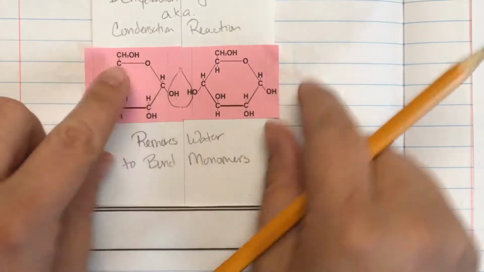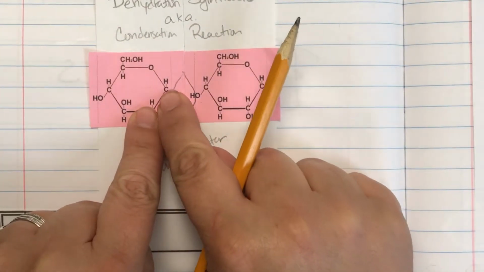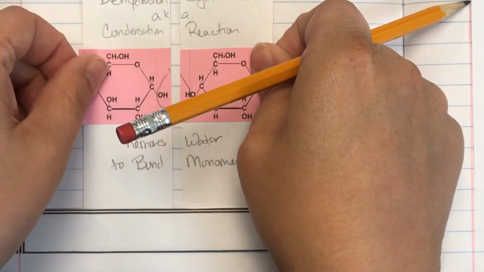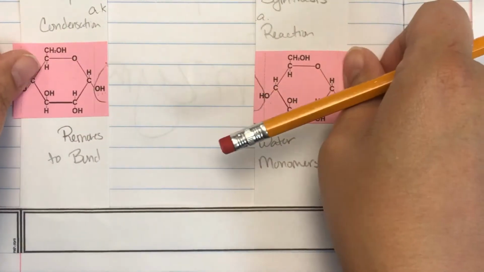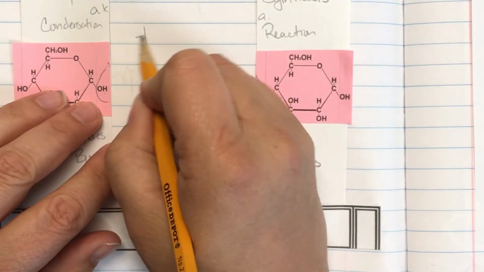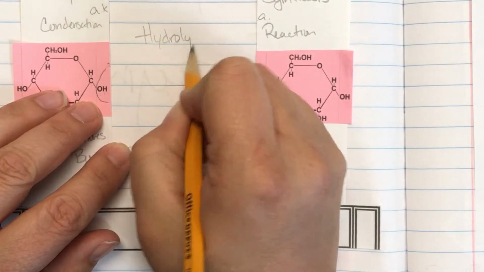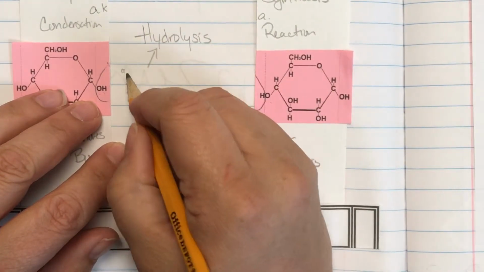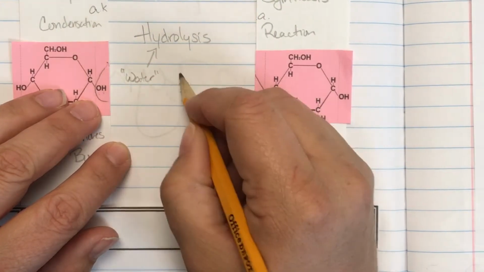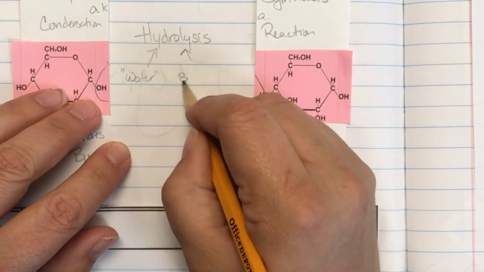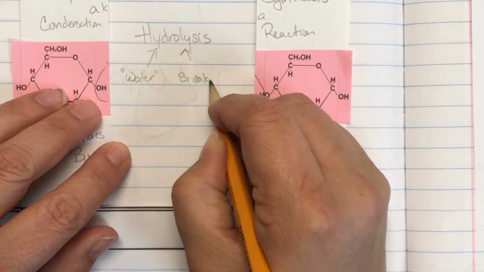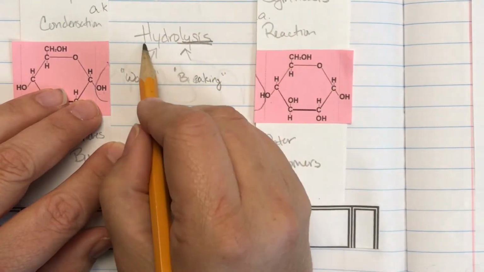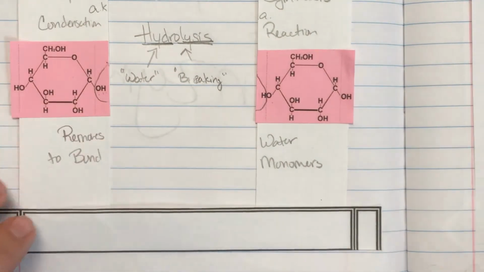Let's say I have these bonded together. They would actually look like they're holding hands, where this carbon would attach to that oxygen. If I want to break them, I add water. And that process is called hydrolysis. And so literally, hydrolysis means water and breaking. You're going to see the word lysis come up again in the future. And so lysis is a breaking word.